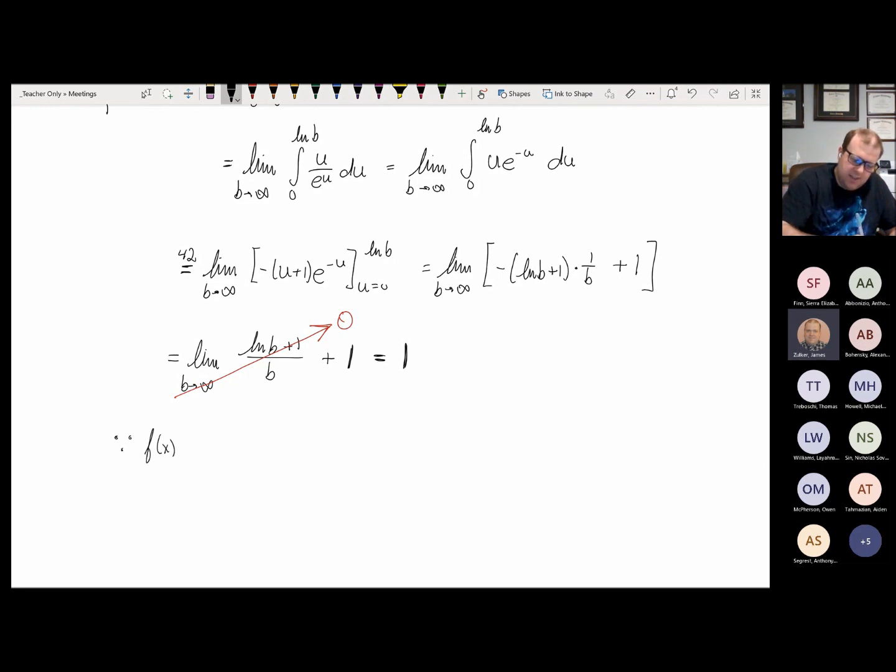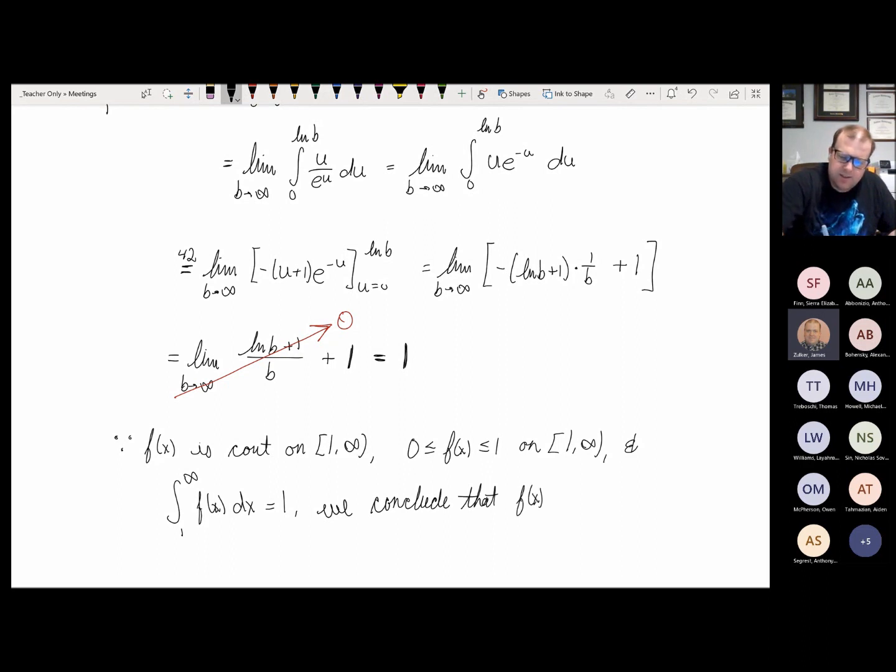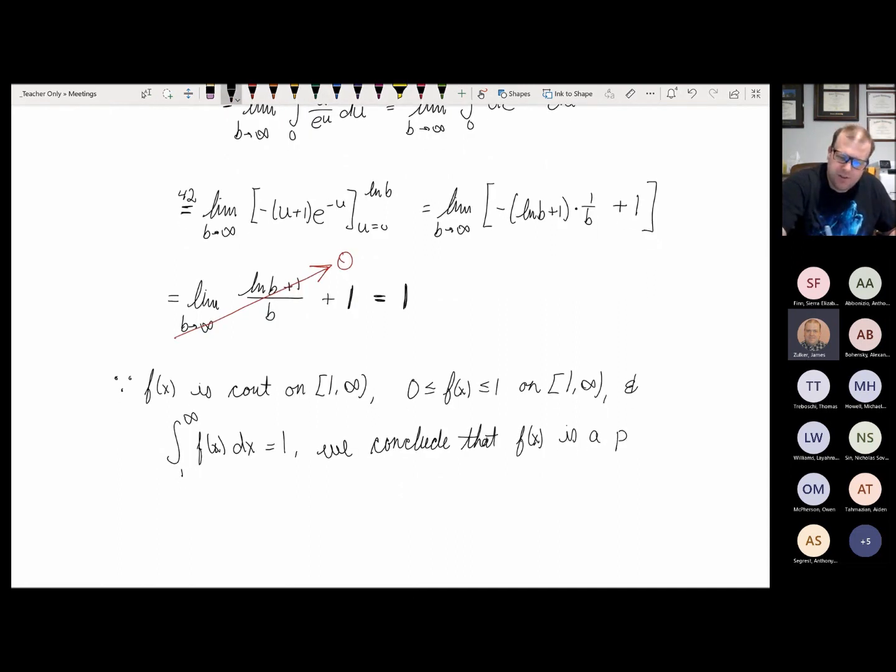Right, so since f of x is continuous from 1 to infinity, right, values are between 0 and 1. And the integral over that interval is 1. We conclude that f of x is a probability distribution function, which I'm going to simplify as PDF.